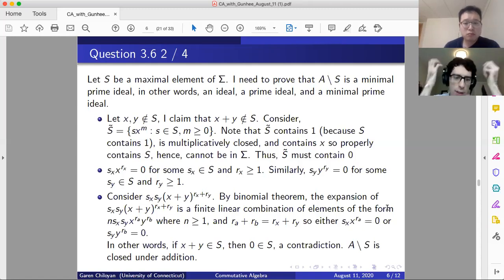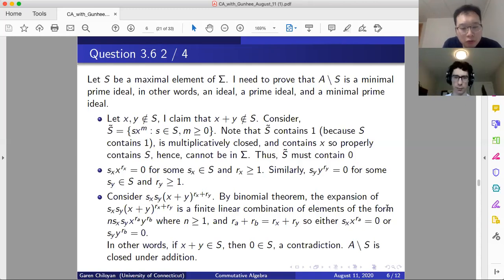In other words, you have this original product, Sx, Sy, x plus y to the Rx plus Ry, that's equal to 0. And that's bad, because that means if x plus y is in S, then 0 is in S. That's a contradiction. That means that 0 can't be in S, so x plus y can't be in S, meaning x plus y is in A complement S.